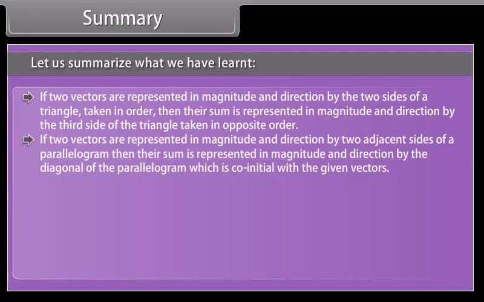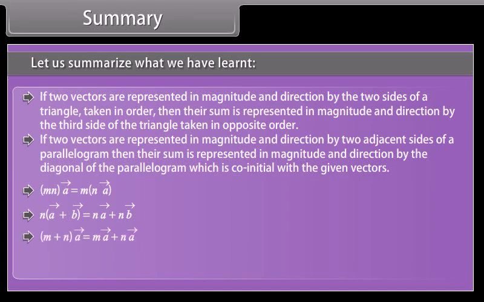If two vectors are represented in magnitude and direction by two adjacent sides of a parallelogram, then their sum is represented in magnitude and direction by the diagonal of the parallelogram, which is co-initial with the given vectors. mn vector A equals m into n vector A. n into (vector A plus vector B) equals n vector A plus n vector B. (m plus n) into vector A equals m into vector A plus n into vector A.